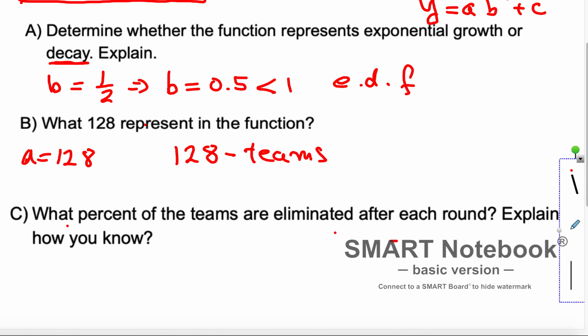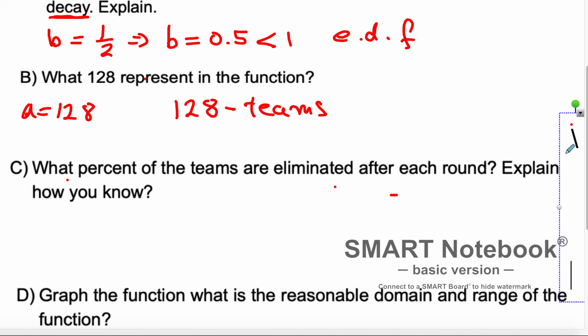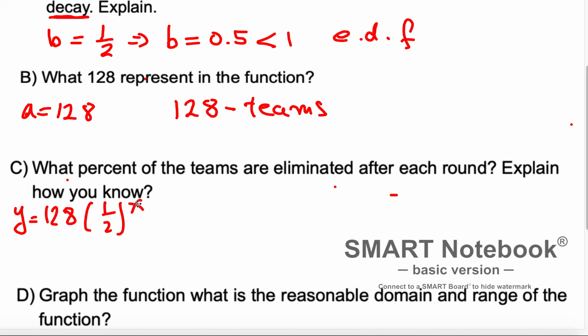Now, to find out the number of teams, we already had this function, so let me rewrite it again. So y is equal to 128 times 0.5 to the exponent x. So b, we already know, is equal to 0.5. But according to the exponential decay model, we already know b is equal to 1 minus r.